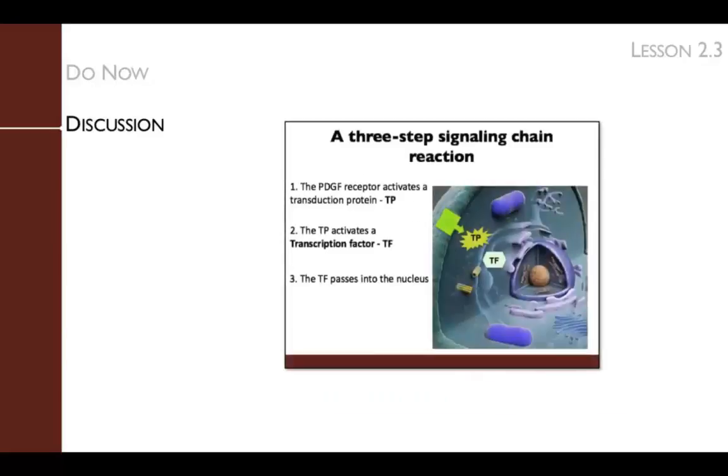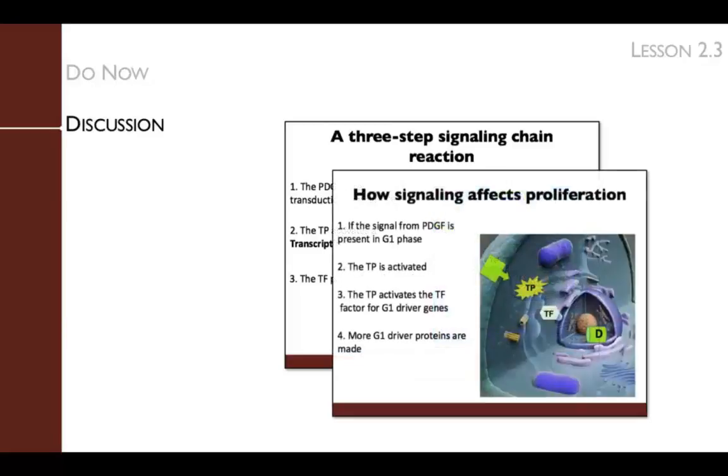Next, the PDGF receptor becomes active and sets up a chain reaction inside the cell. First, the receptor activates a transduction protein that carries the signal from the receptor into the cell. In turn, the transduction protein activates a transcription factor, which travels into the nucleus, where it will switch on the G1 driver gene to make G1 driver proteins.